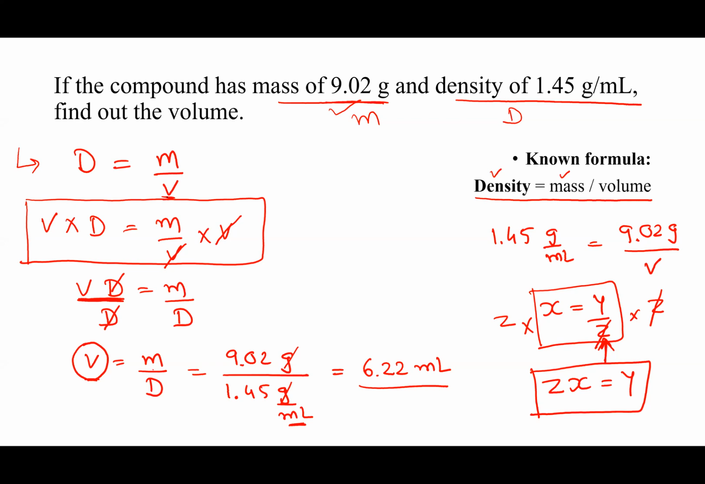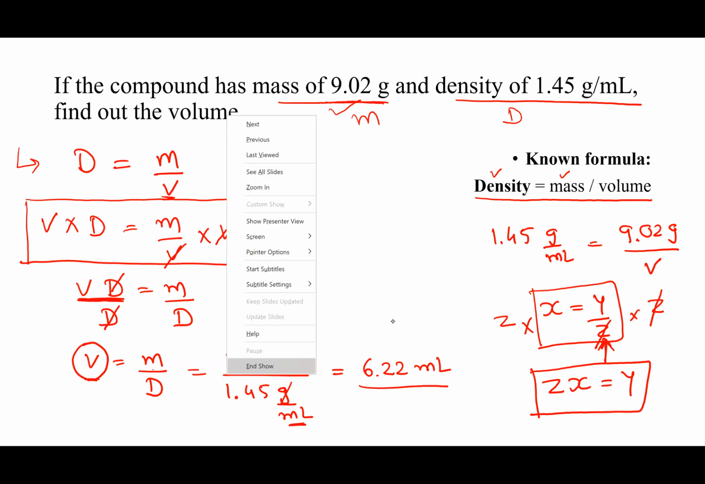Anybody has any question or confusion? I'm lost, Professor. Lost. It was a lot of rearrangement of the equation. No, the rearrangement. I didn't see how you get the 6.22 ml. Okay, so let me go one more time.